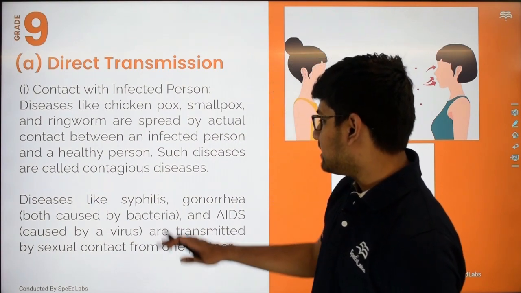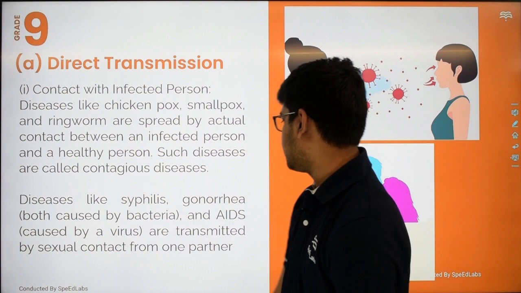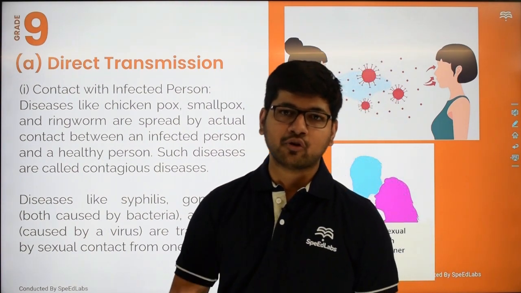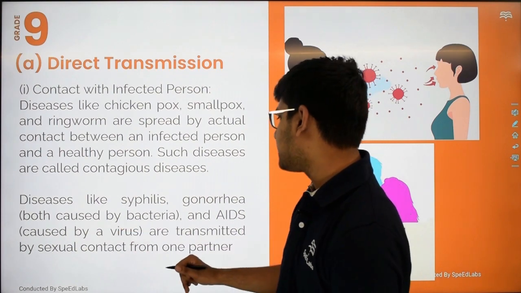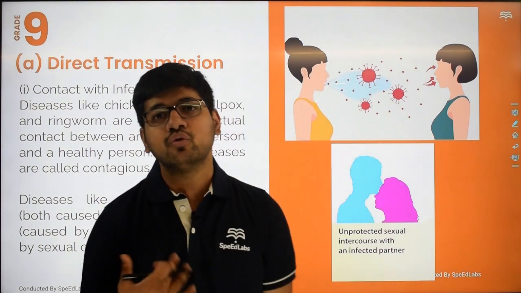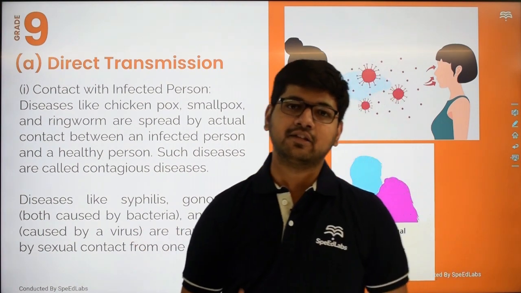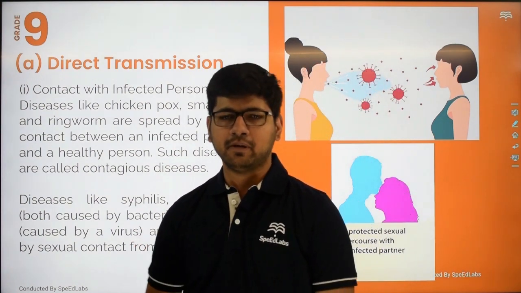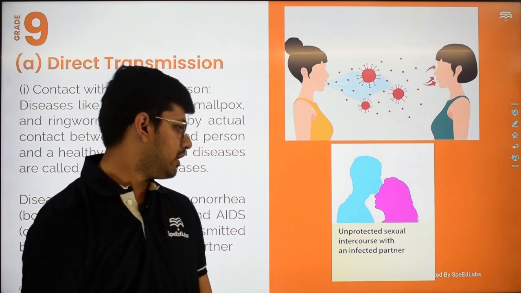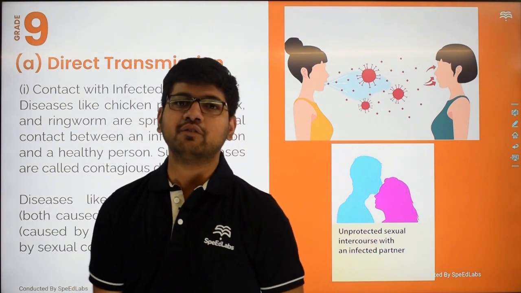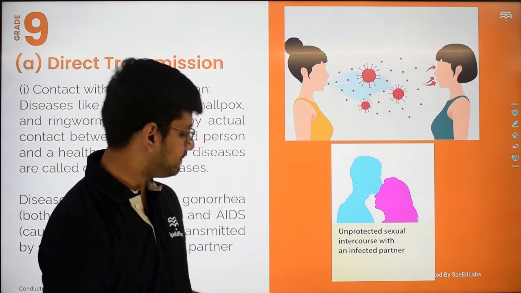Diseases like syphilis and gonorrhea are bacterial diseases, and AIDS, that is acquired immunodeficiency syndrome, is caused by a virus. It is mainly transmitted through sexual contact from one partner to the other, where one partner might be infected with AIDS. So unprotected sexual intercourse with an infected person may cause AIDS.